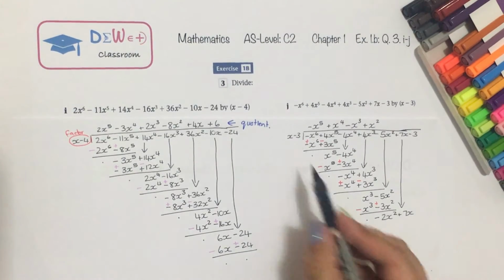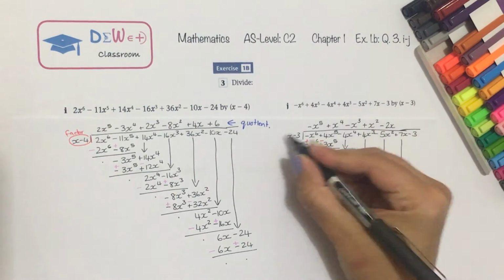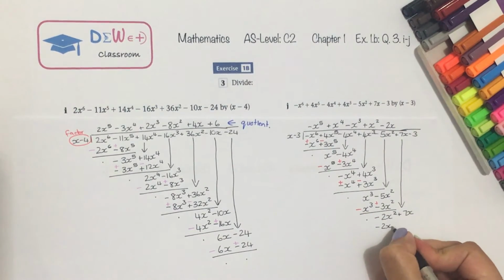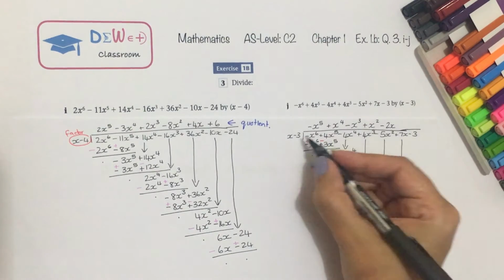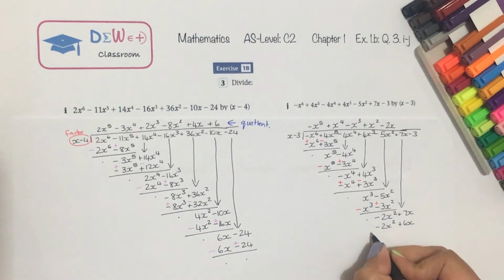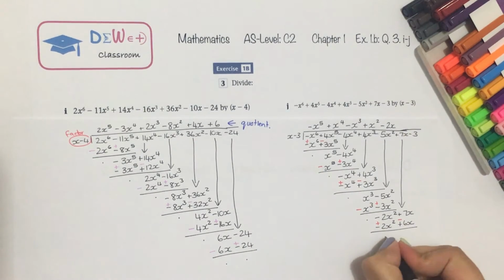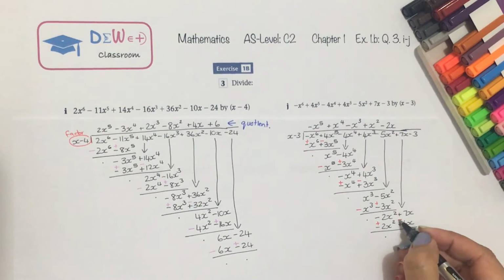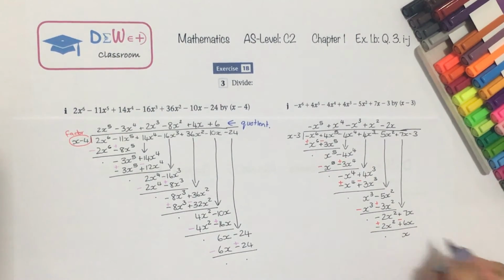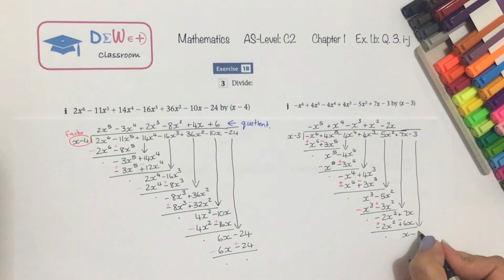Minus 2x squared divided by x is minus 2x. Minus 2x times x is minus 2x squared. Minus 2x times minus 3 gives us positive 6x. And we need to subtract them. So we change the signs. And we are left with 0 there. Plus 7x minus 6x is simply x. Finally, we bring down our negative 3.